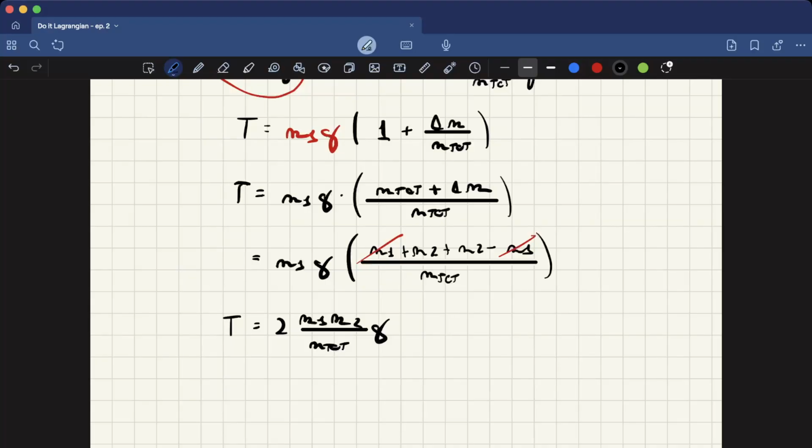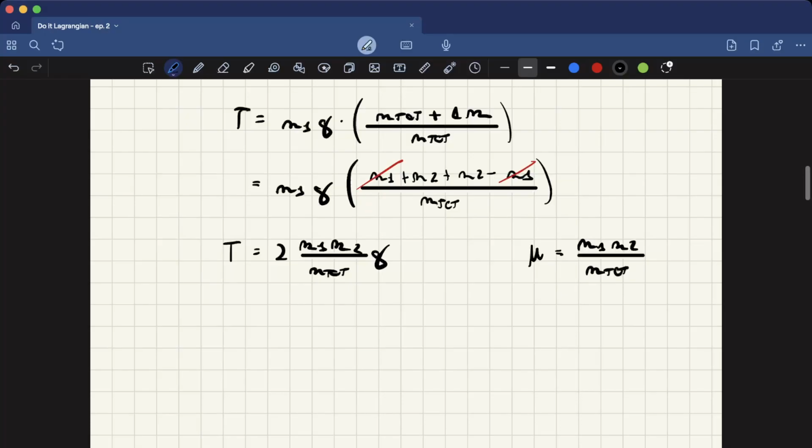And we have just found out that the tension depends on the reduced mass of the system mu, which is m1 times m2 over the total mass, and this is just the reduced mass of the system.